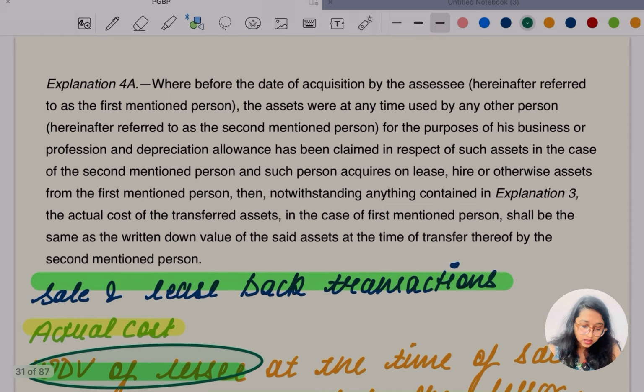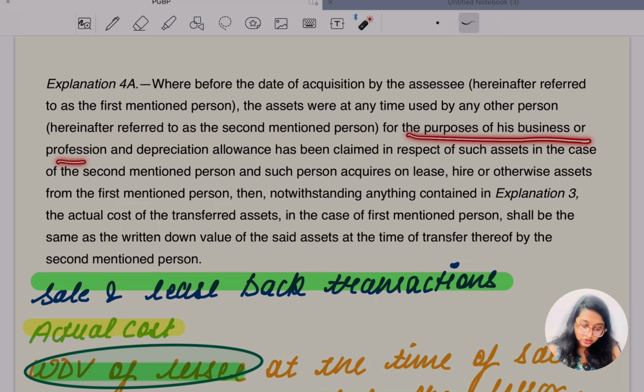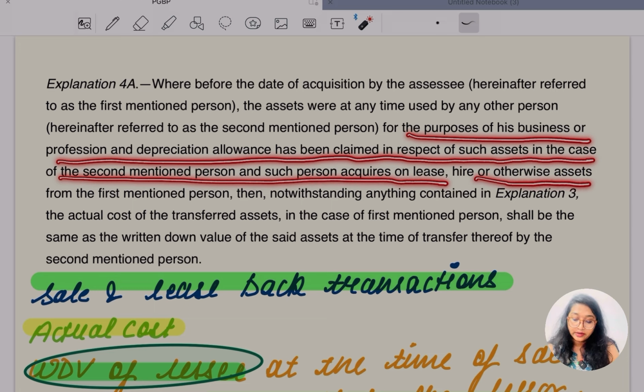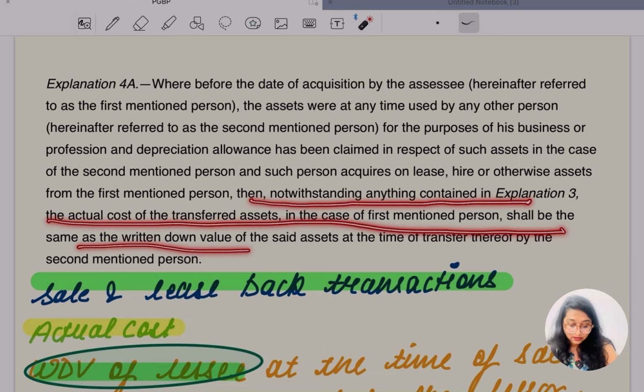Where before the date of acquisition by the assessee, hereafter referred to as the first mentioned person, the asset was at any time used by any other person, hereafter referred to as the second mentioned person, for the purpose of his business or profession, and depreciation allowance has been claimed in respect of such asset in case of the second mentioned person, and such person acquired on lease, hire or otherwise the asset from the first mentioned person, then notwithstanding anything contained in Explanation 3, the actual cost of the transferred asset in case of the first mentioned person shall be the same as the WDV of the said asset at the time of transfer to the second mentioned person.